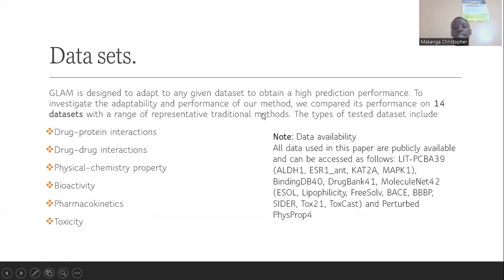Since GLAM is designed to adapt to any given data sets, the authors chose to investigate its adaptability and performance by using 14 data sets with a range of traditional methods. These data sets included protein interactions, drug to protein interactions, drug to drug interactions, physical chemistry property, bioactivity, pharmacokinetics, and toxicity. All the data used by the authors can be accessed as you can see here. If you're interested, you can check it out.